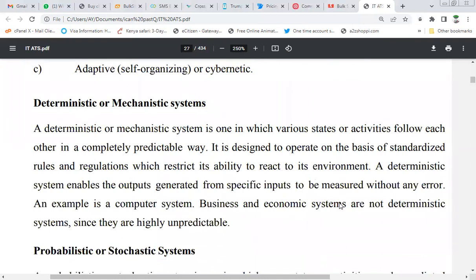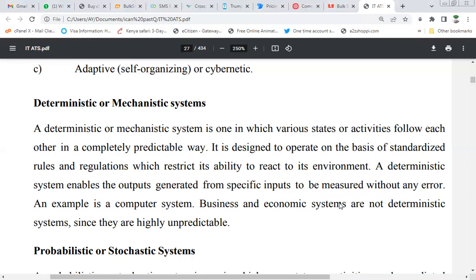Deterministic or mechanistic. From the term, you have an idea of what all these are saying. A deterministic system or mechanistic system is one in which various states or activity follow each other in a completely predictable way. So when a system, you can determine the next line of action, you can determine the next move, you can determine the next step. There are organized sequences. You know what should come out next in the next operation. Usually you find them in a mechanized environment. That's why it's called mechanistic.